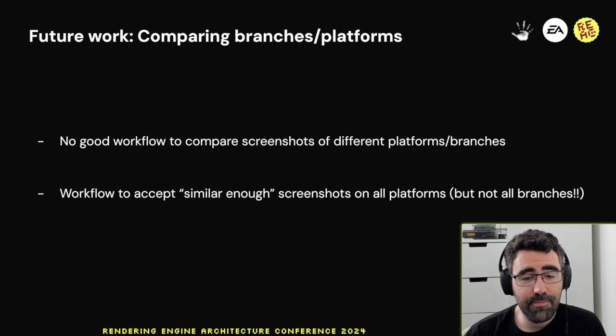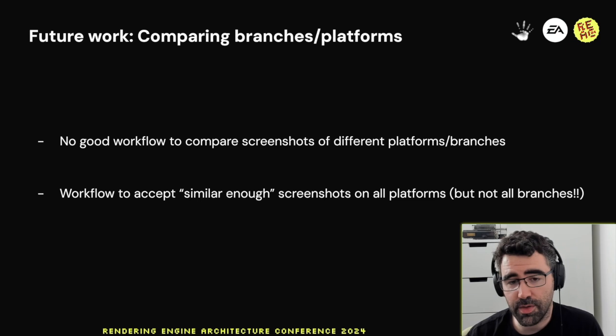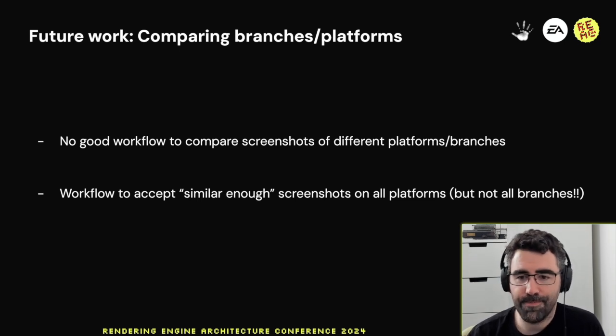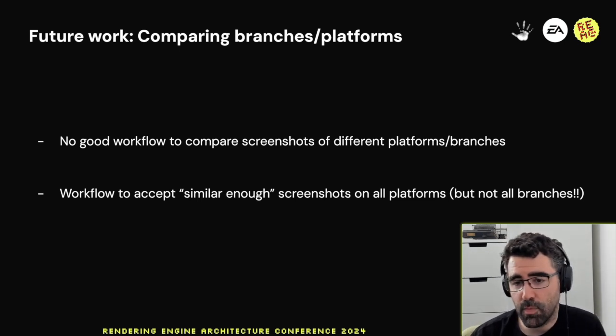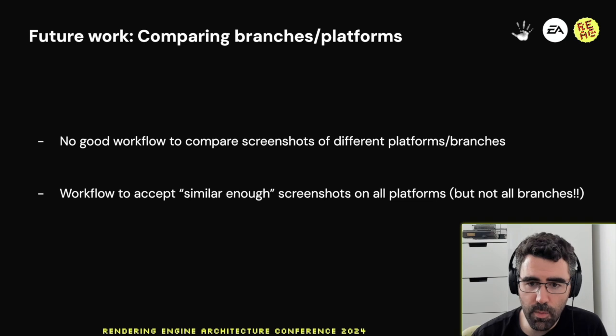We also have no good workflow for comparing screenshots between different platforms or branches. If we want to say, hey, are the screenshots on Series X the same as PlayStation 5? That requires a lot of manual work, so that's not great. Or are the screenshots on the release that we just made the same as we have on the main branch? We need to improve our tooling for this.